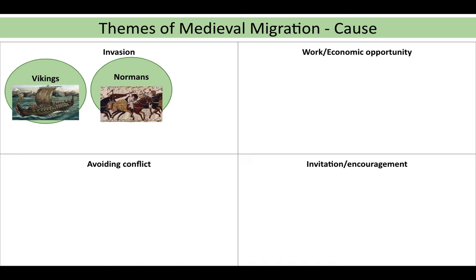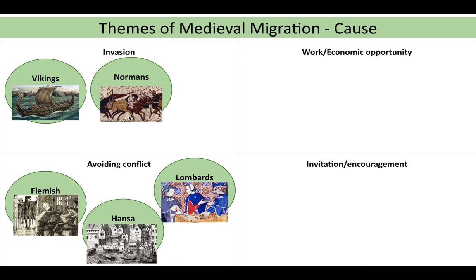When it comes to invasion, there are two obvious examples: the Vikings, who invade in 865 with the Great Heathen Army, and the Normans, who invade in 1066. When it comes to avoiding conflict, it's the last three groups that I talked about. The Flemish, Hansa, and Lombards are all trying to avoid the 100 Years' War in Europe.